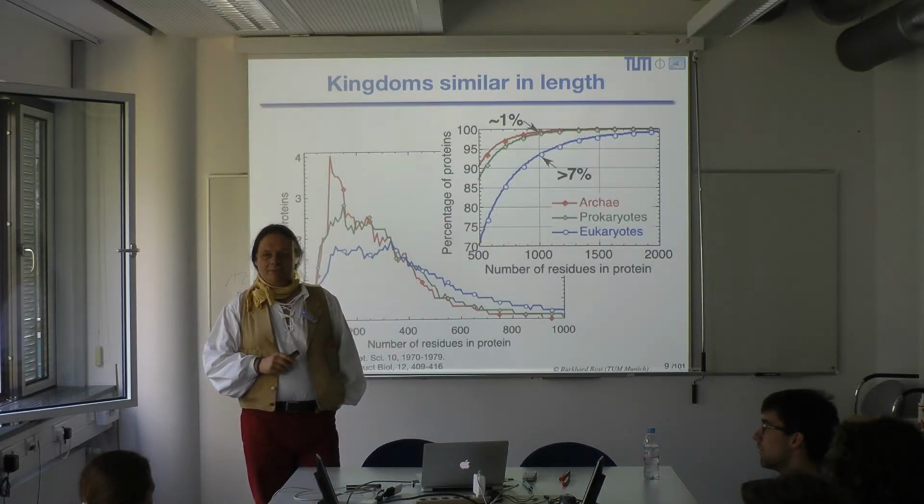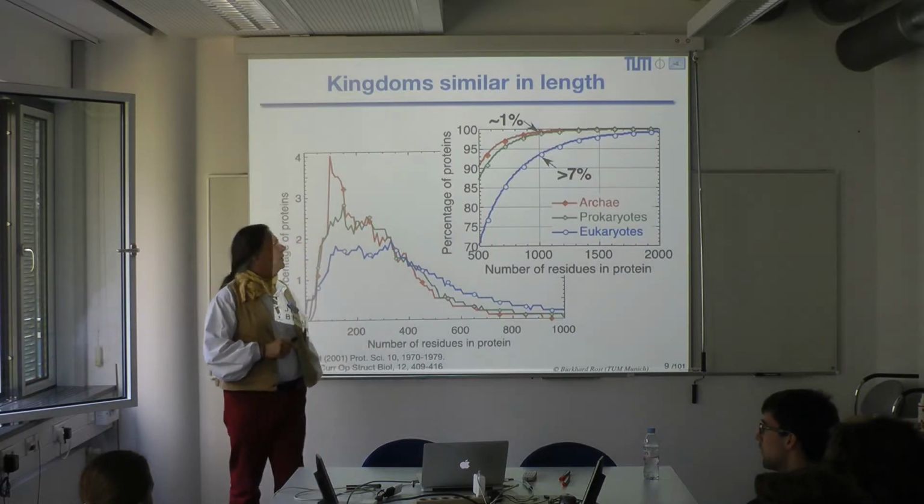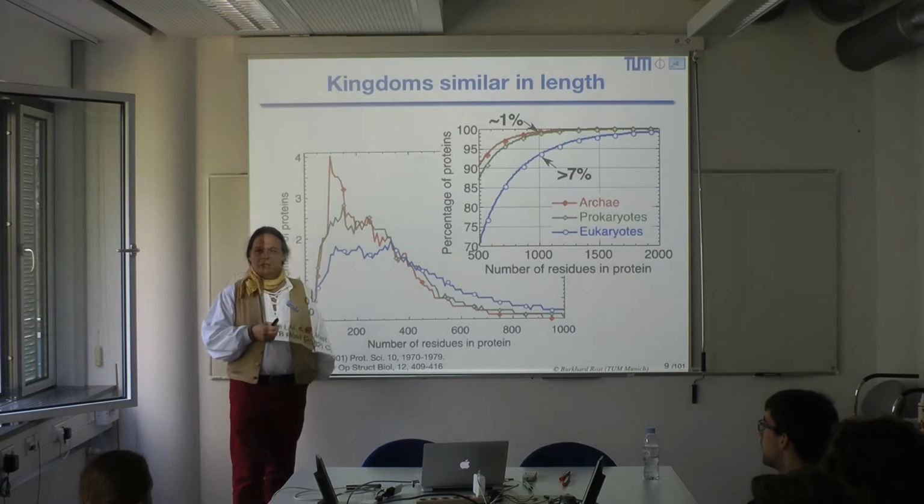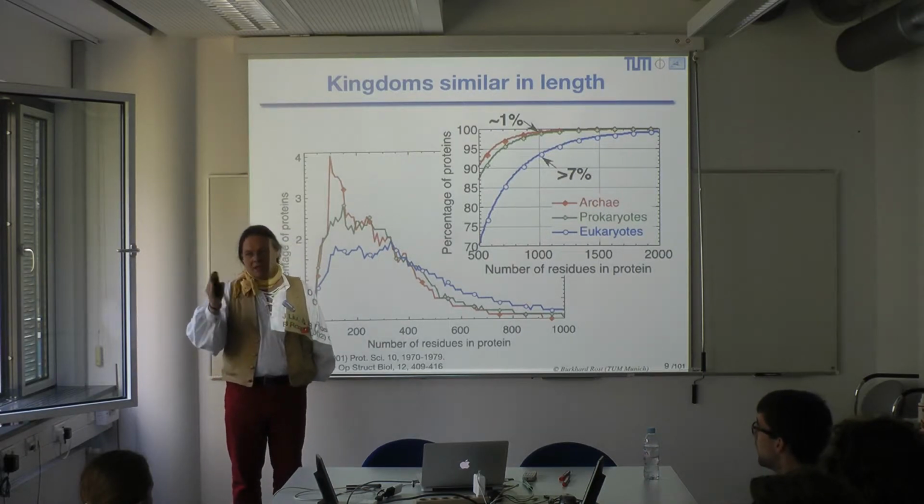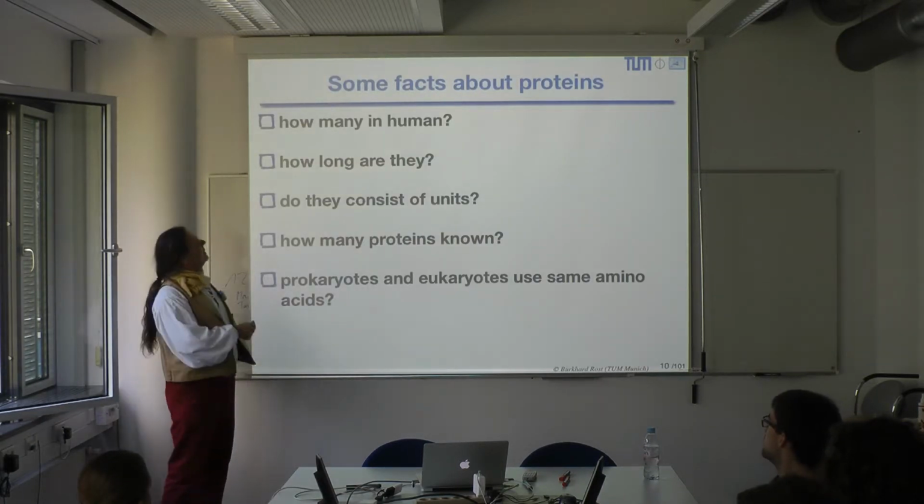Titin has 30,000 residues. It is in fact true, we do know at this point just about a handful of proteins that are longer than 10,000, and Titin by far takes the cake. 35,000 residues, one particular protein.